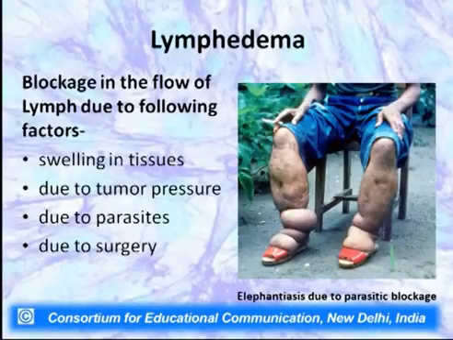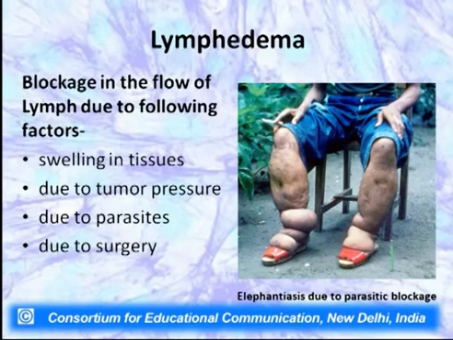It could be due to a parasite. As you can see in the figure, this person is suffering from elephantiasis and it has led to parasitic blockage of the lymphatic channels in his leg. So, the leg has swollen so much, this is called elephantiasis. Now, lymphedema could also be due to some surgery, leading to inflammation in those lymphatic capillaries, hence preventing the flow of the lymph.